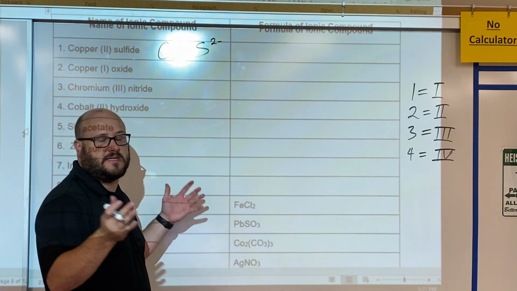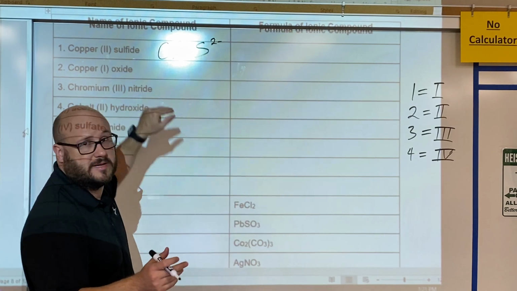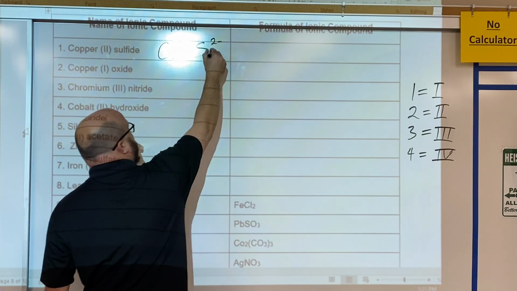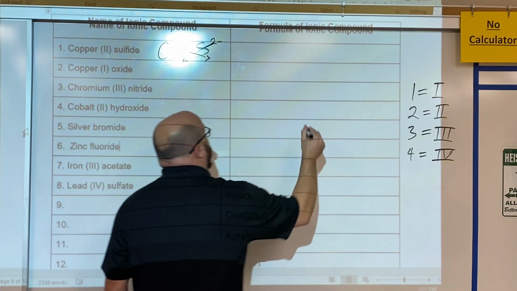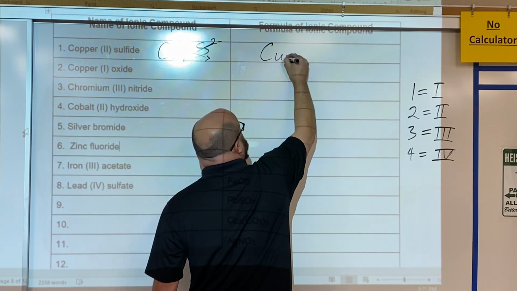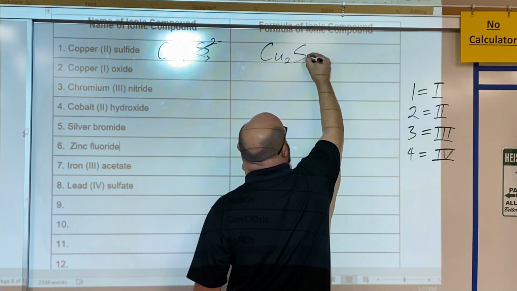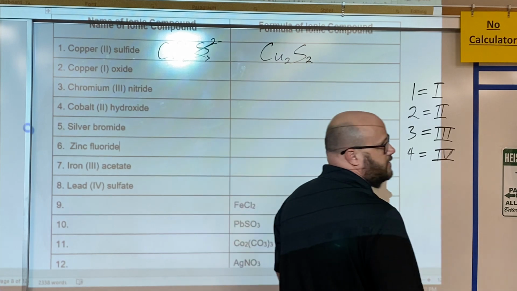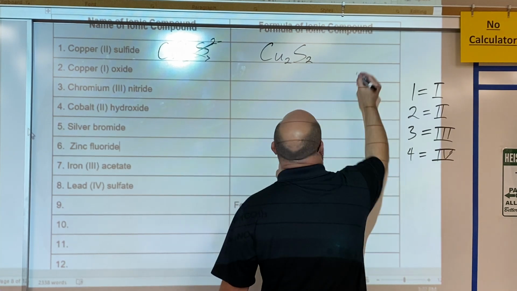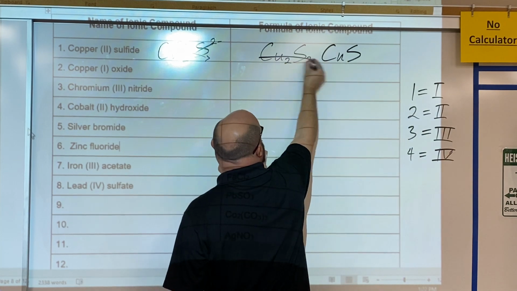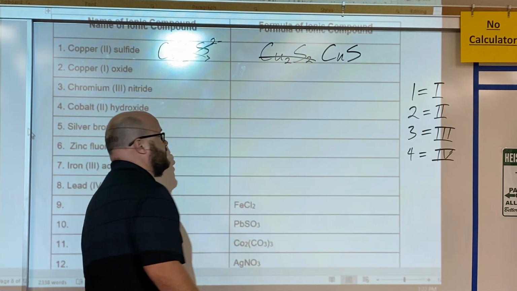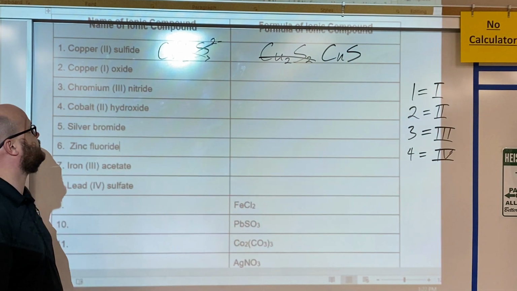Now the process is exactly the same. You want to crisscross applesauce and then write your correct formula. 2 goes there, 2 goes there. You end up with Cu2S2. But like I said last time, all you need is CuS. You can reduce those 2's down to 1's.